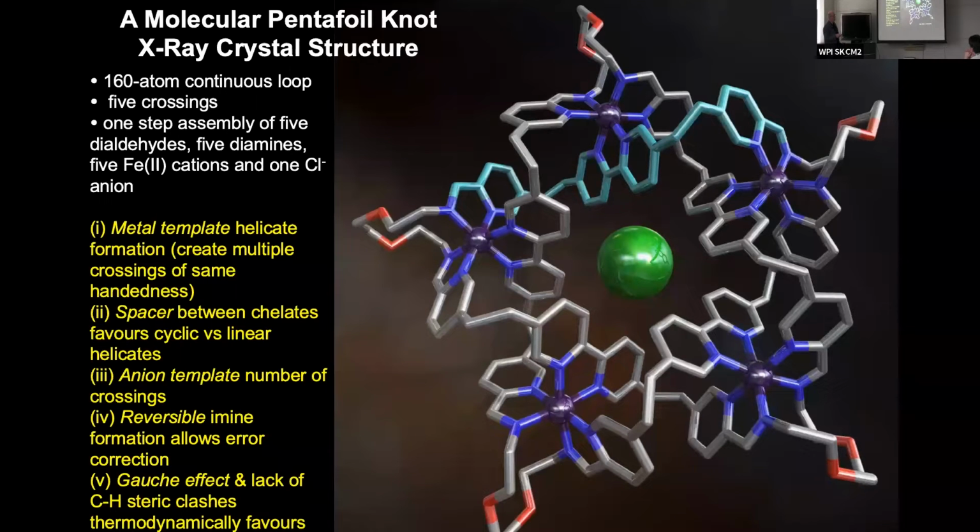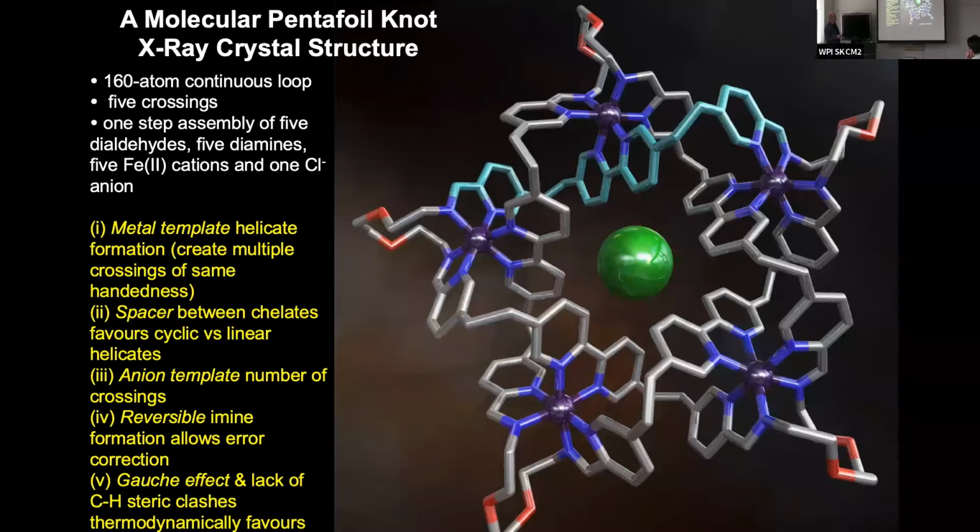So if you have chloride here, we get 5 crossings, and the reversible imine bond formation allows error correction, so that even though we've got 5 crossings, if any one of them forms in the reaction that is a mistake, because these reactions are reversible, it'll all go through to the thermodynamic product, which is actually the knot.